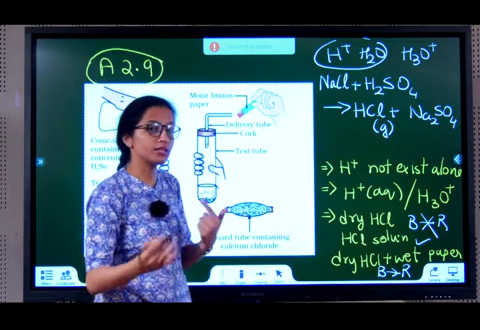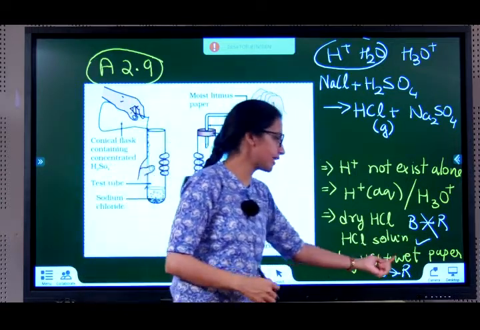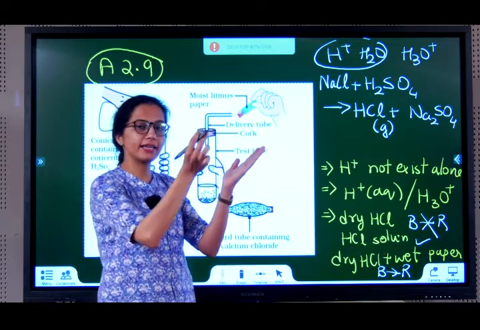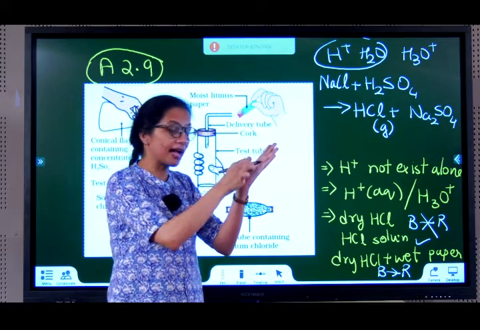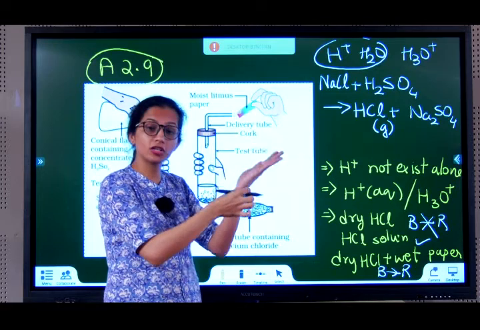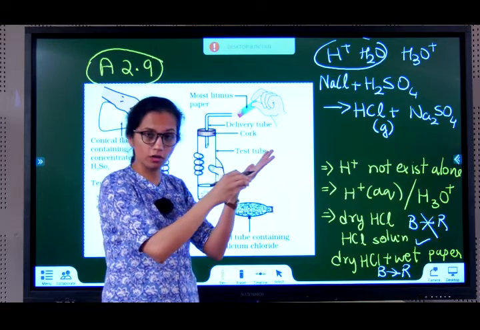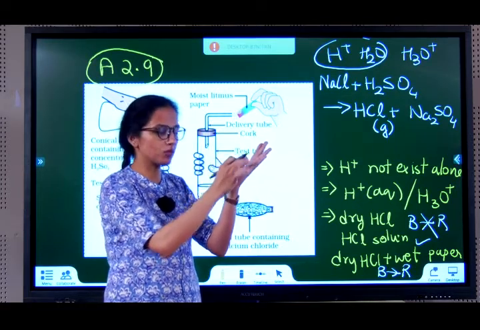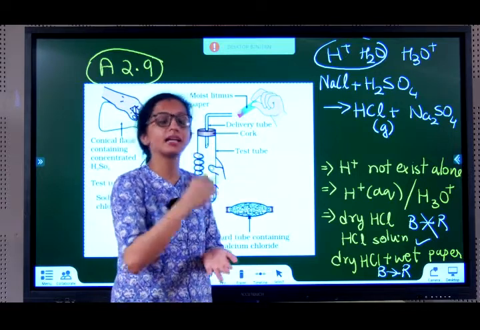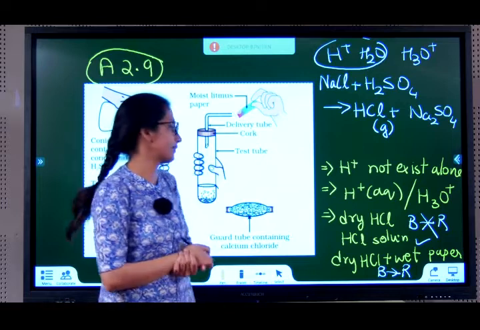If you don't use HCl solution, you can also use dry HCl with the wet paper. So if I have a wet paper here and there's dry HCl gas coming, it can combine with the water on the paper, with the moisture. So when it combines, H plus will exist, and if H plus exists, it will turn blue litmus red.